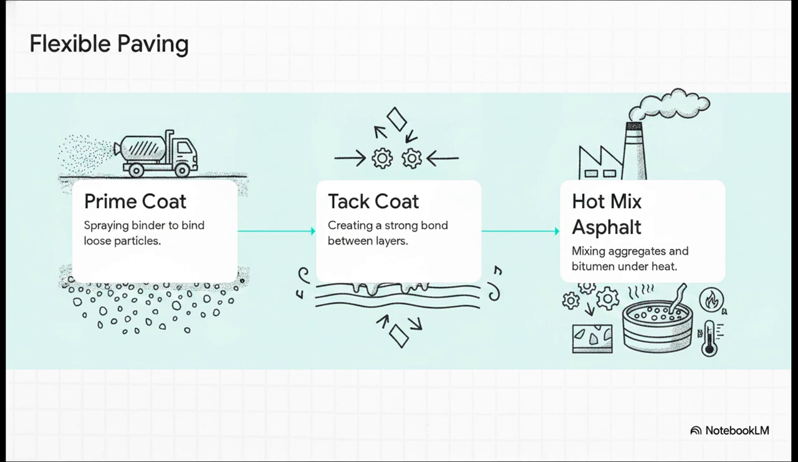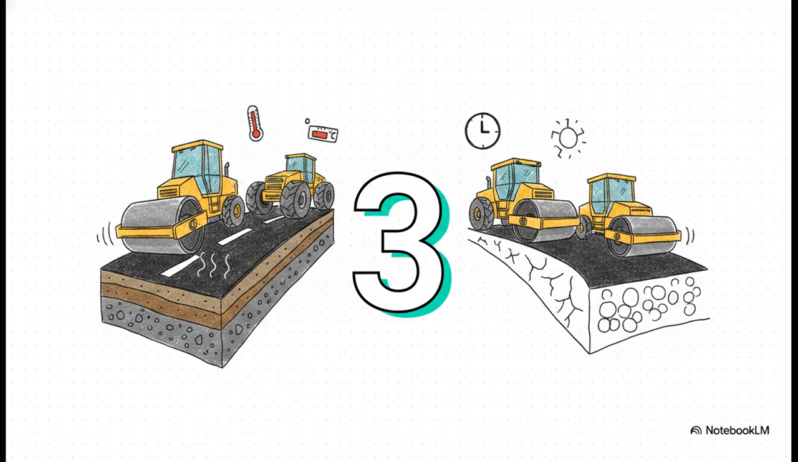In a massive mixing plant, aggregates are dried and heated while bitumen is heated separately. They're combined under strictly monitored temperatures. If it's too hot, the binder gets damaged. Too cold, it simply won't compact. Once that perfectly heated mix is laid down by the paver, we enter the compaction phase. And there is a magic number here, 3. There are exactly 3 stages of rolling.